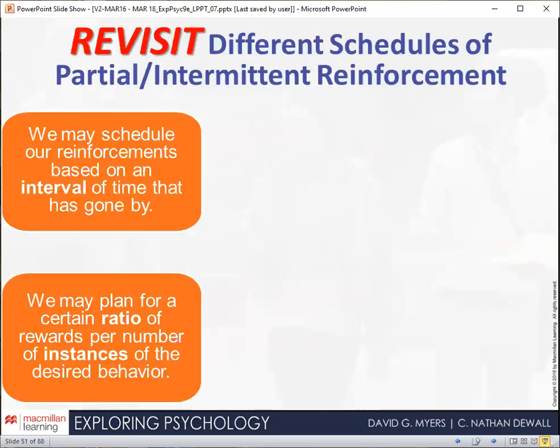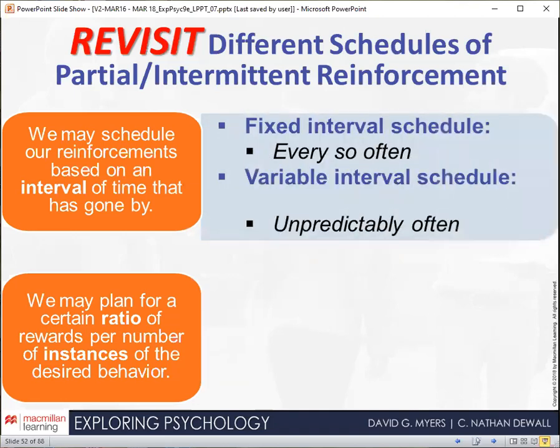One of the last slides that we looked at, and I want to revisit that now, is the different schedules of partial and intermittent reinforcement. Basically, we may schedule our reinforcements based on an interval of time that has gone by. For example, a fixed interval schedule, which means, for example, we get paid once a week. Or a variable interval schedule, which happens unpredictably often. For example, a variable interval schedule would be you're patted on the back occasionally by a supervisor. That can be seen as sort of like a reinforcer.